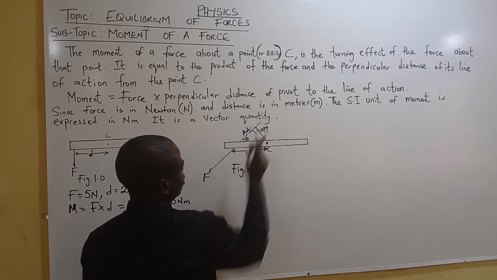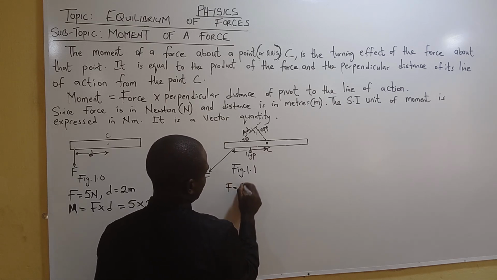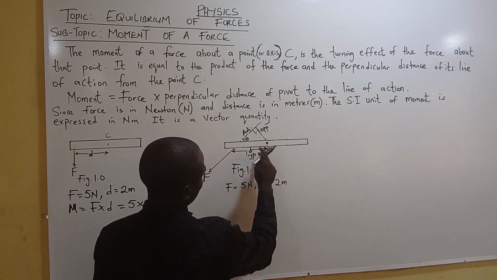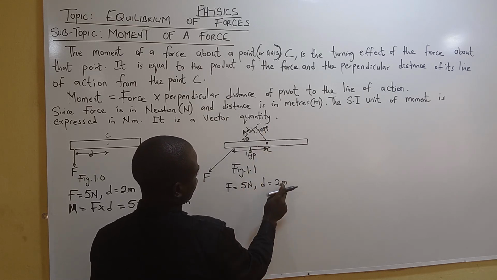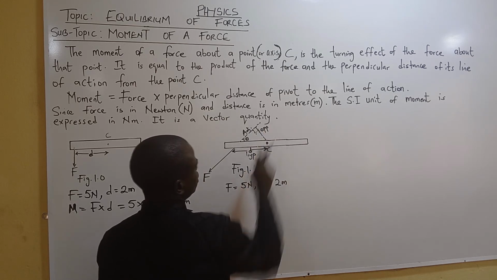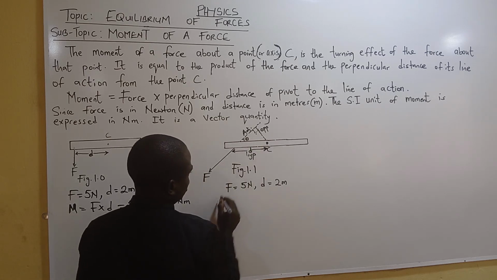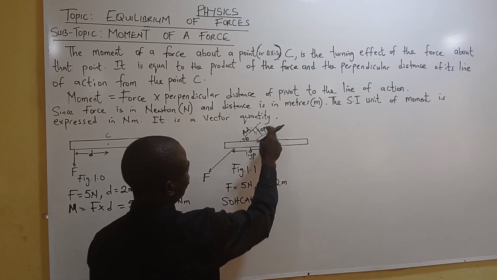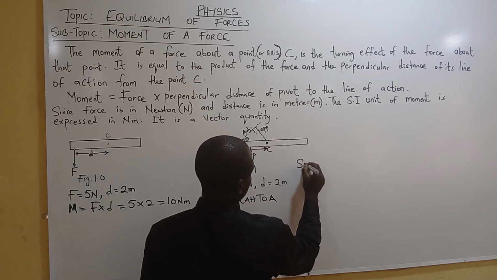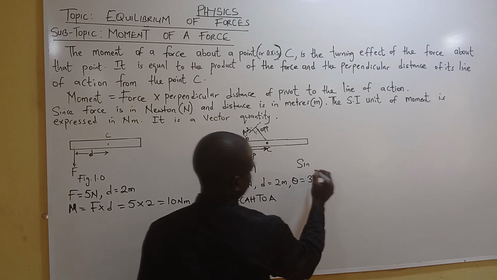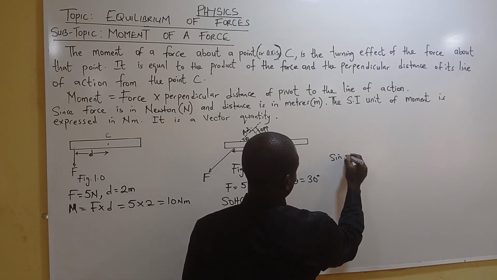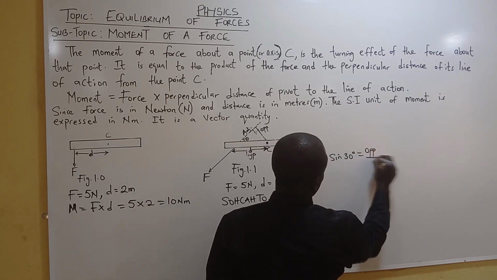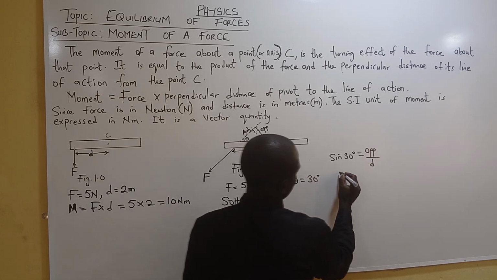We need this opposite. Let's assume that you are given force to be 5 Newtons, and the hypotenuse, the distance, to be 2 meters. We need to get the opposite, which is perpendicular to the force. Now, let's resolve it using SOHCAHTOA. You see that sine involves opposite and hypotenuse, which is D. Now, write sine. Let's assume the theta is 30 degrees. Sine 30 degrees equals opposite over hypotenuse. Our hypotenuse is represented with D.